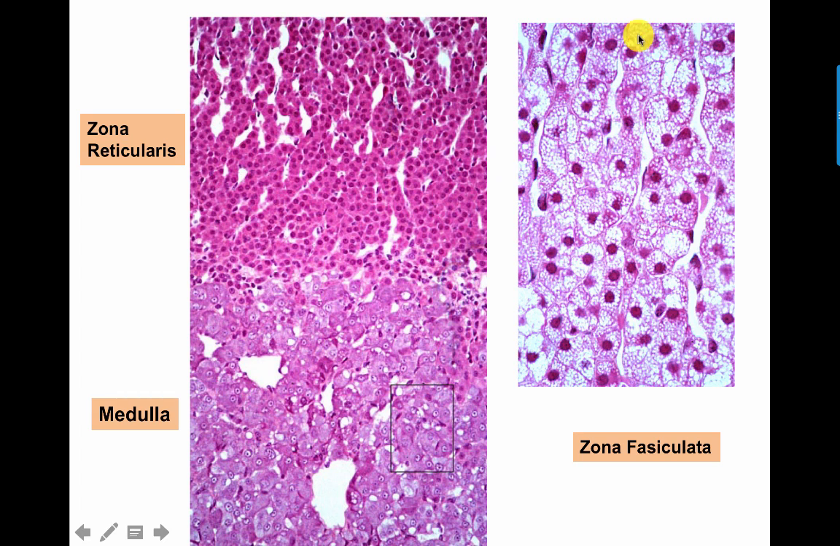Here again we have the zona fasciculata, characterized by the presence of these multiple fat drops which dissolve, giving the appearance of a sponge for the cell, so they have another name, spongiocytes.